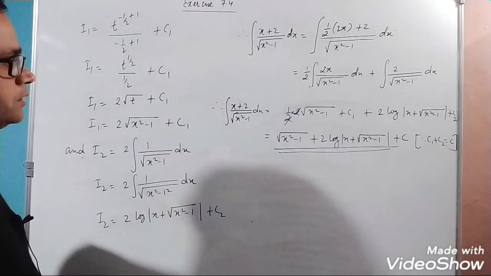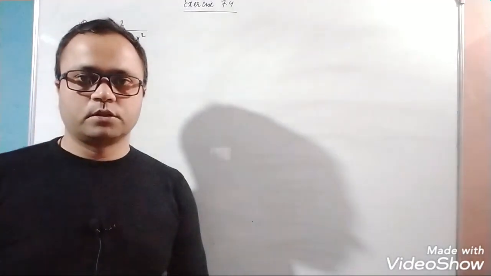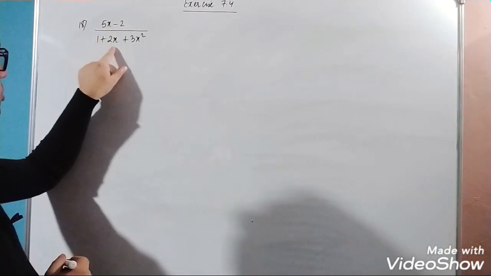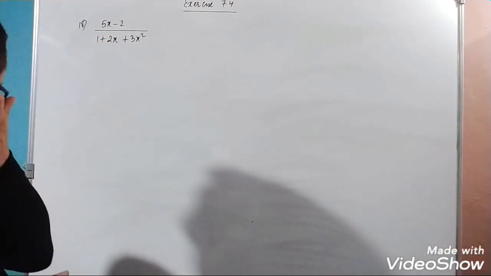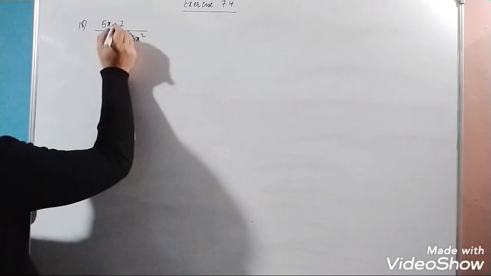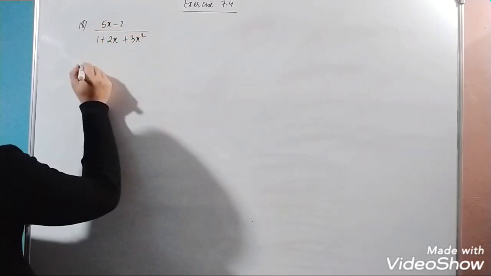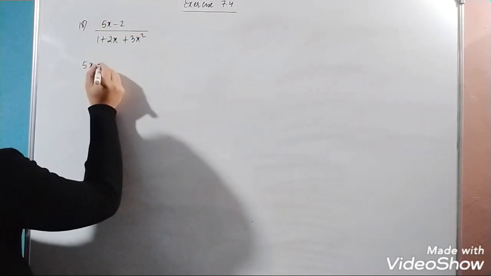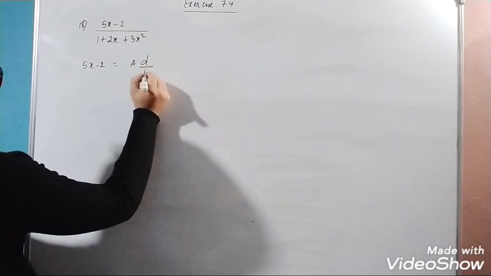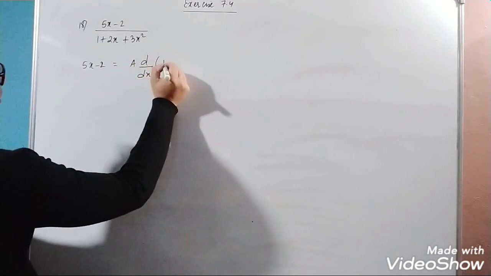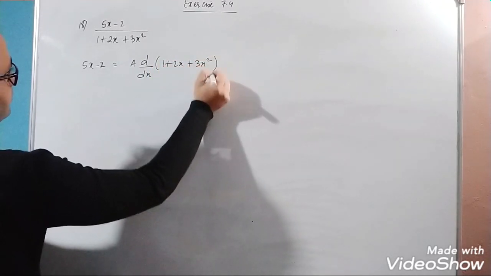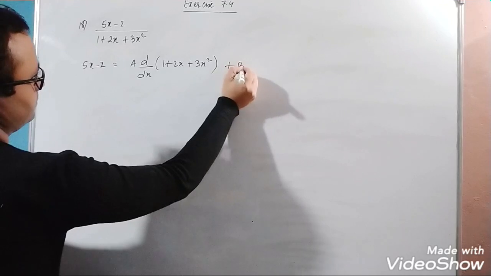Now move to question number 18. Question number 18 is the integral of 5x minus 2 divided by 1 plus 2x plus 3x square. So first we will find the numerator. 5x minus 2 equals A times the differentiation of 1 plus 2x plus 3x square, plus b.